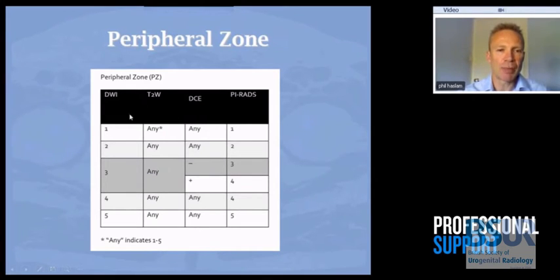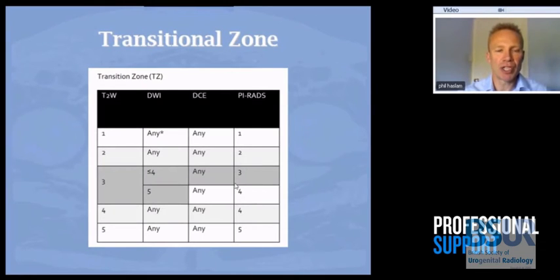Now, as you see here in the peripheral zone, diffusion weighted imaging is what's going to affect your PI-RADS score. That goes from 1 to 5, as does the PI-RADS score. But the T2 or dynamic contrast enhancement really could be anything. What you're going to be looking at predominantly is diffusion weighted imaging. But note the DCE here, if it's positive, could shift that PI-RADS 3 to a PI-RADS 4, as I said before. Now if we look at the transitional zone, things are completely reversed.